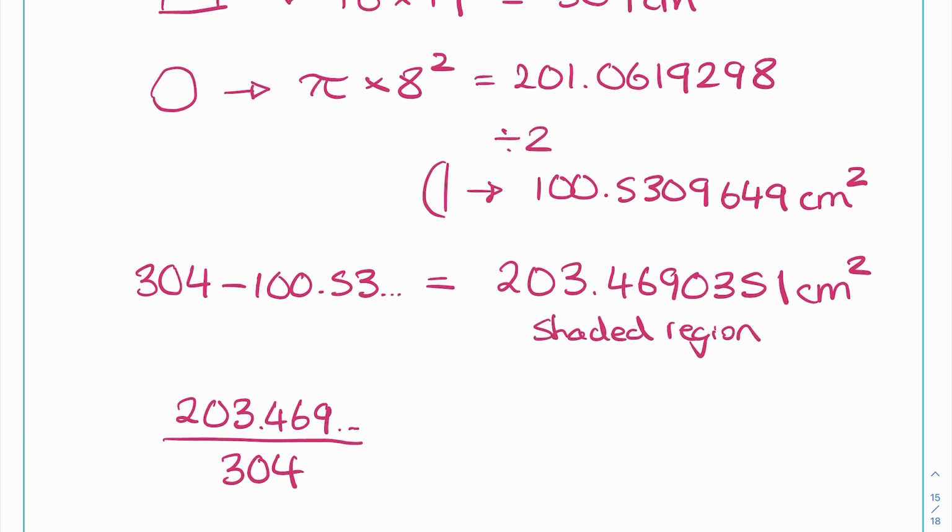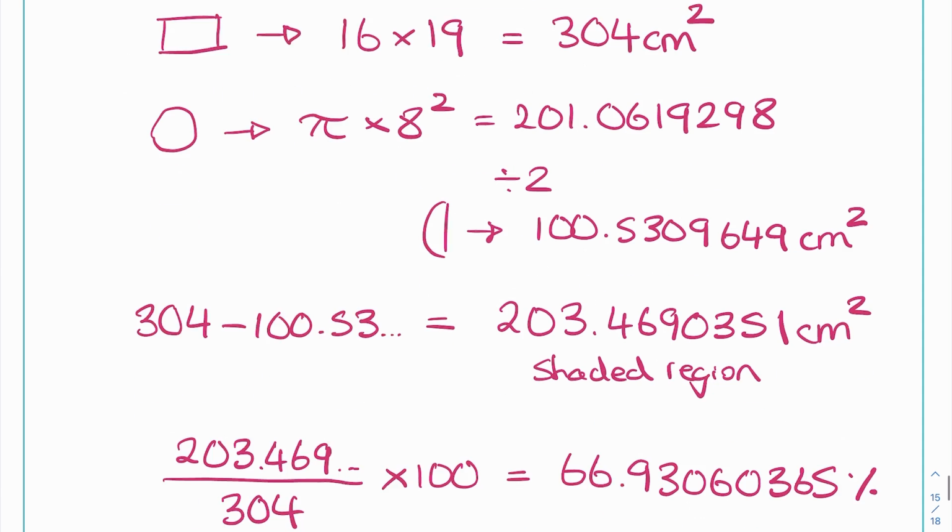that gives me 0.669306. Now that has given me the decimal version. So to turn that into a percentage, I just want to multiply that by 100. So on the calculator, times my answer by 100, and it gives me the percentage, which has come out as 66.93060365%.